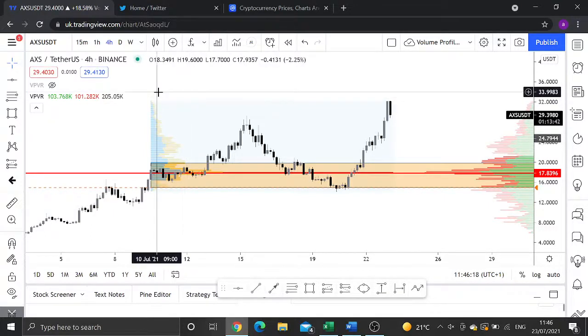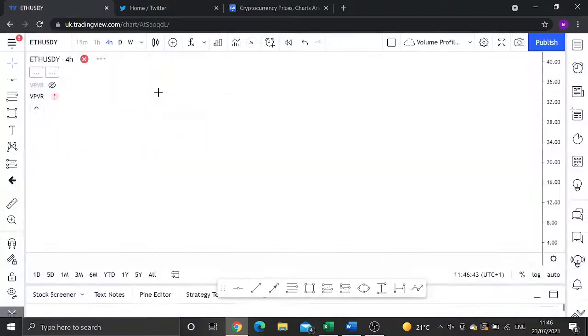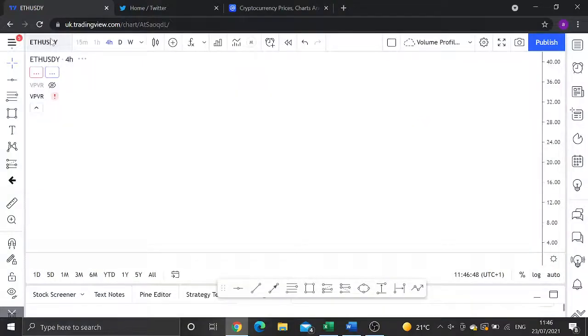Obviously, the volume profile is a great tool to use. I'll be using it more often when I'm doing my charts now. It's something I've been looking at, how to use it more effectively, and how, when I'm looking at altcoins, where's the best place to be buying, for example. I'll do one for Ethereum, off the top of my head. That's Ethereum.